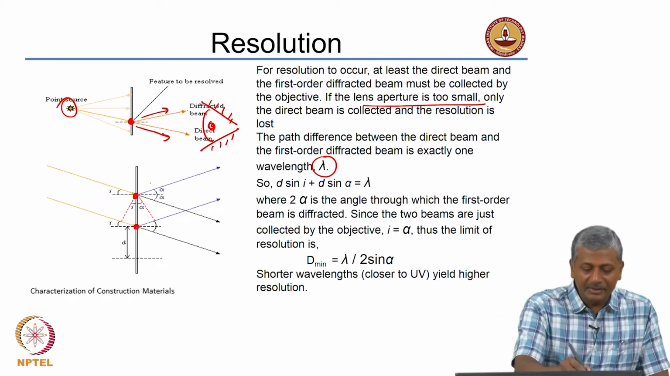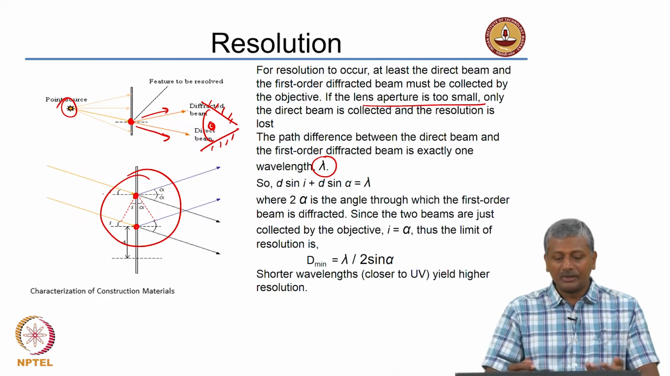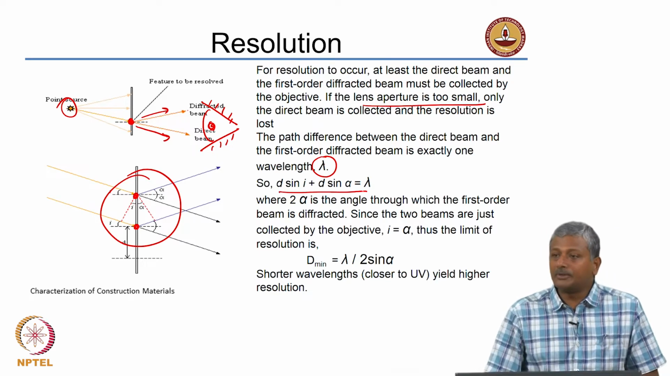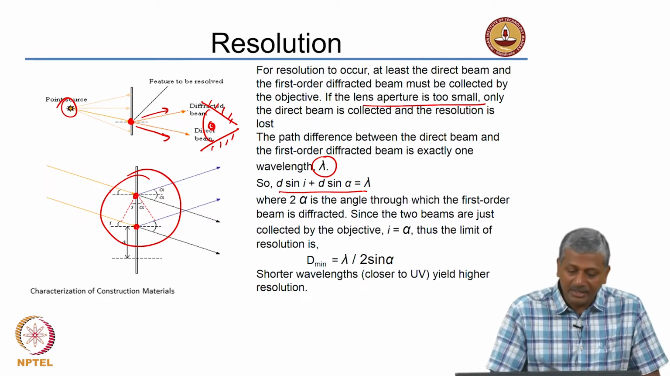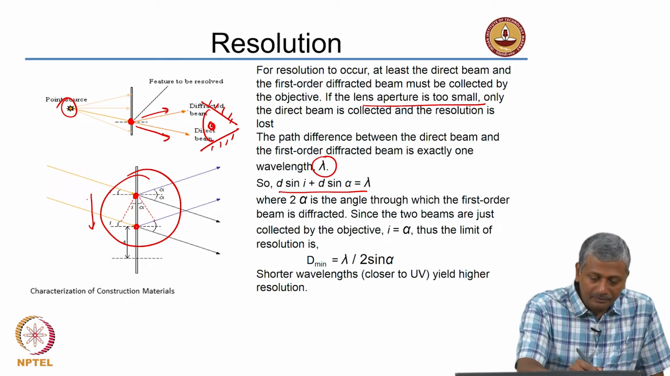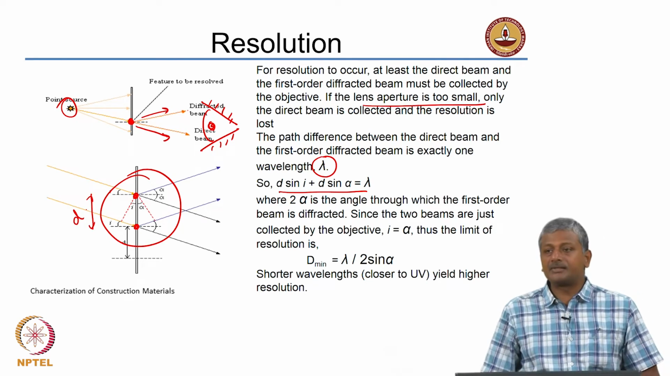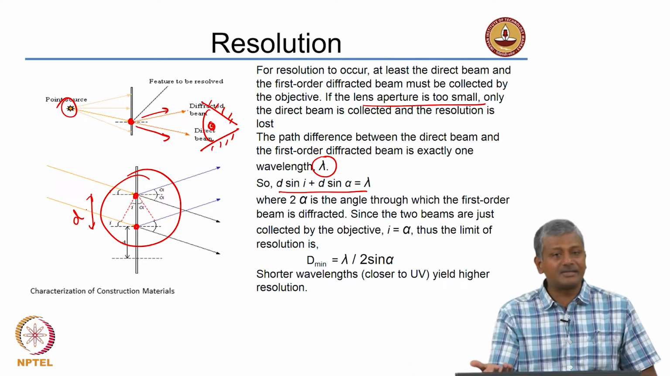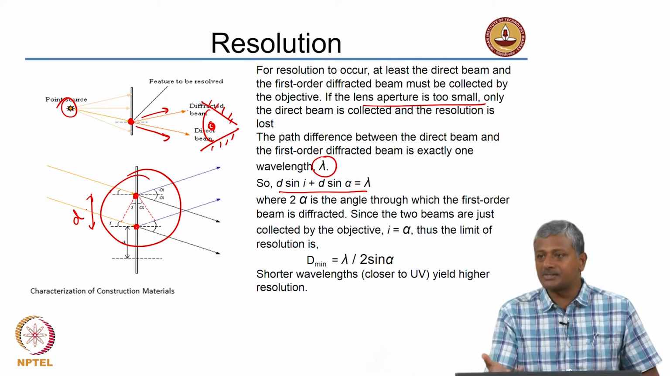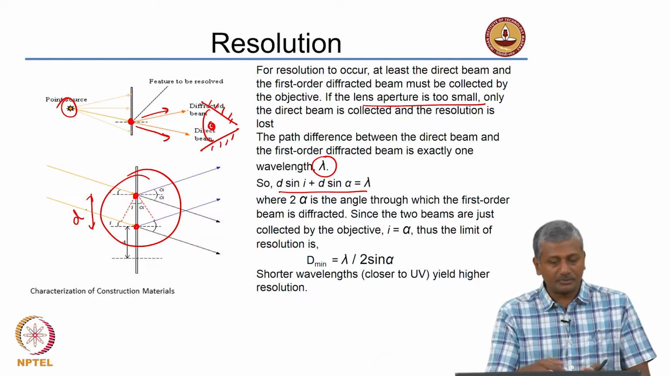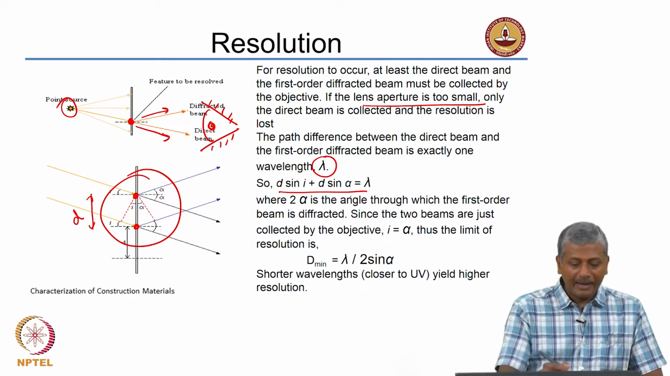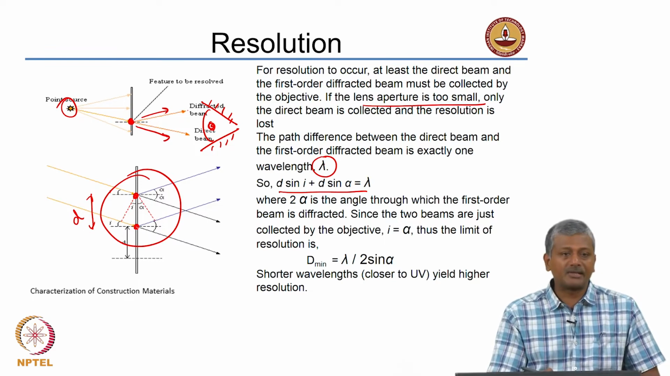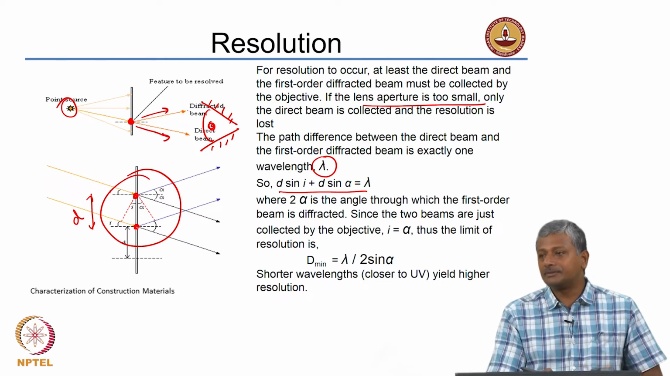So if you apply simple geometry to this situation, you will actually get lambda as being equal to d sin i plus d sin alpha, where d is the distance between the 2 points, or in other words d is the resolution, the minimum distance between 2 points that can be resolved in an image, okay. So d sin i plus d sin alpha becomes equal to lambda, and of course based on Snell's law we can equate i with alpha. i and alpha are equal.